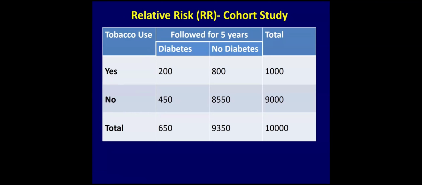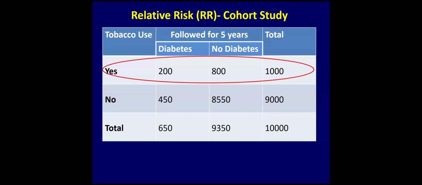So they constructed this table after the end of 5 years. What are they able to measure in terms of summary statistics, in terms of proportion, in those who are using tobacco and those who are not using tobacco? What is being measured? It is incidence. Excellent. So among those who are using tobacco, what percentage developed diabetes over 5 years? And what percentage of those who are not using tobacco developed diabetes over 5 years?